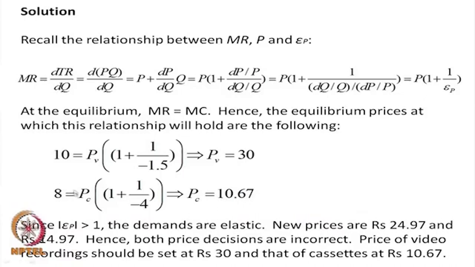Therefore, setting the price as rupees 14.97 is also not justified. It should be reduced to 10.67, whereas for video recording it should be increased to rupees 30. So, the new prices that the company is charging are not justified. Now, you can see from this example that knowing the value of elasticity helps in fixing the prices.